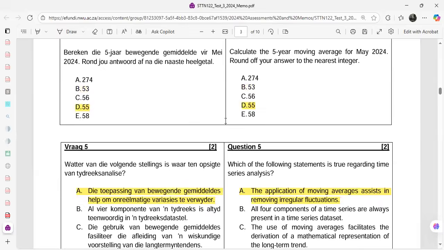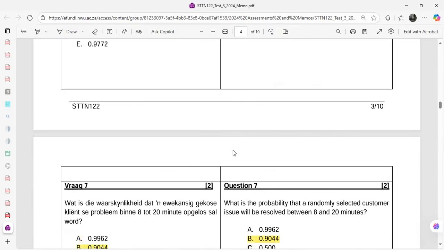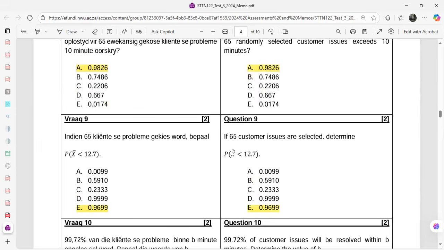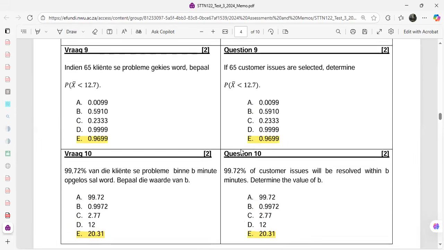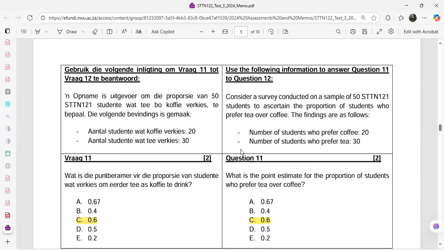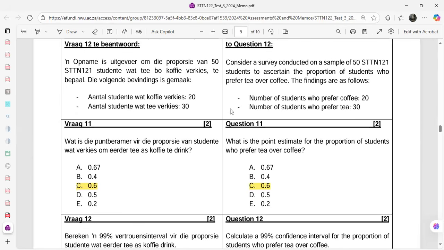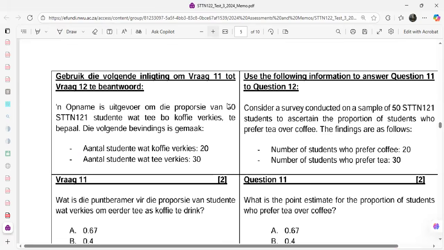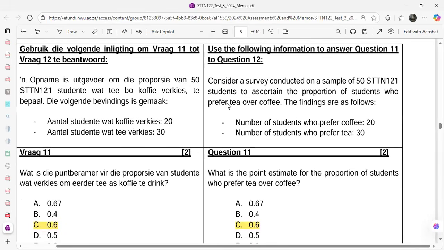Test 3, yeah, test 3. I'll only focus on the questions that are based on the point and interval estimation, which is going to start from this one here. Let's look at the question. Use the following information to answer questions 11 to 12. Already you can see the answer, but the important thing is for you to know how they got those answers.